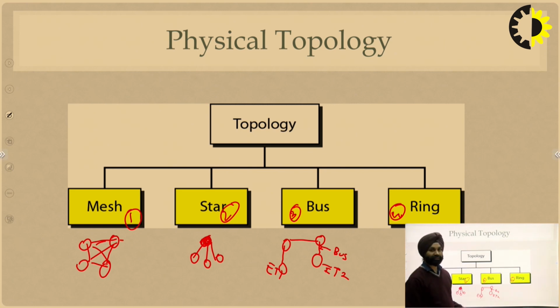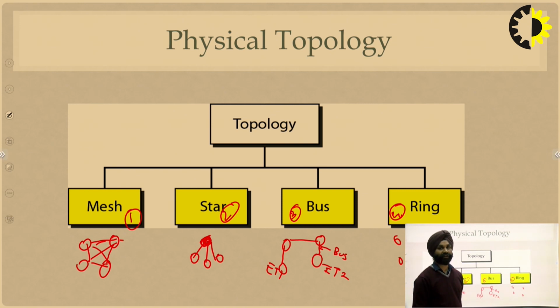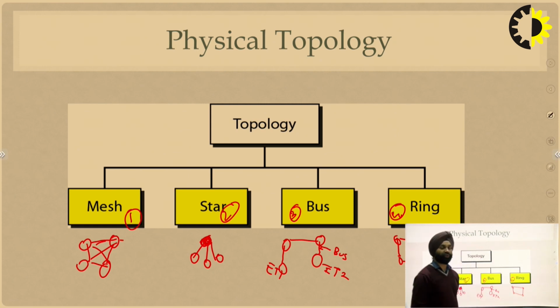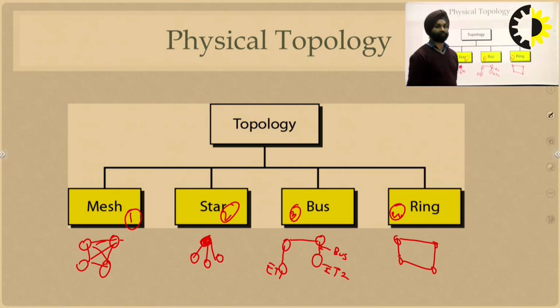Ring topology is similar to the bus topology, but there is one major difference: there are no end devices or end terminals. All devices are connected with each other to form a ring. So these are basically the four types of topologies: mesh topology, star topology, bus topology, and ring topology.